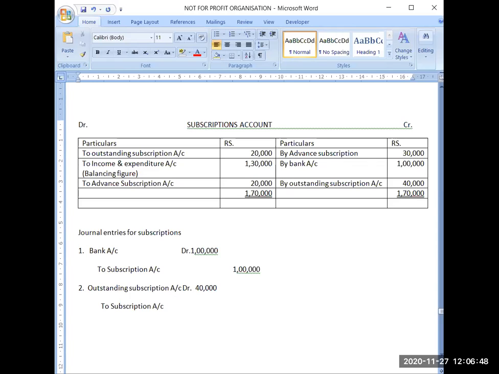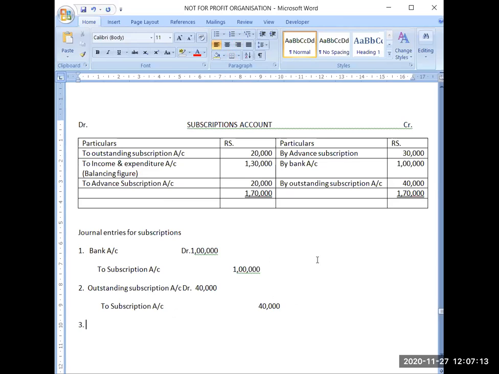And then I am saying that this entry would have been done last year outstanding subscription also. The last year outstanding subscription was 20,000. The same entry would have been done last year also. Why we have reversed that? That is the point to be understood. Let me do the entry for advance subscription first.